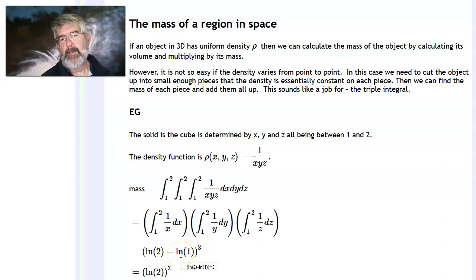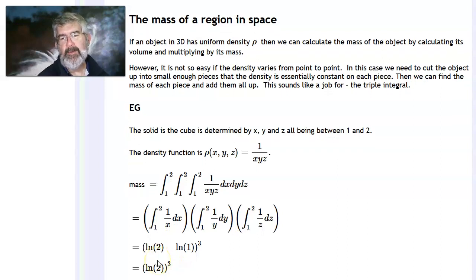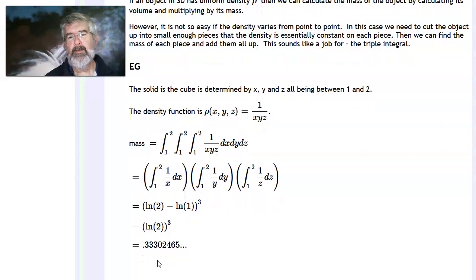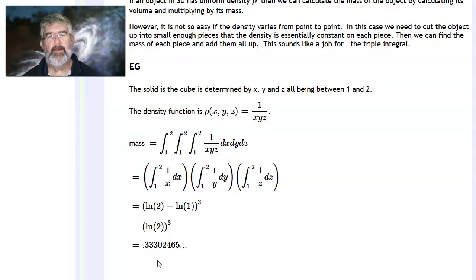And luckily, not luckily, but we happen to know that the natural log of 1 is 0, and so we just get log 2 cubed, which is approximately 0.3330246, etc.